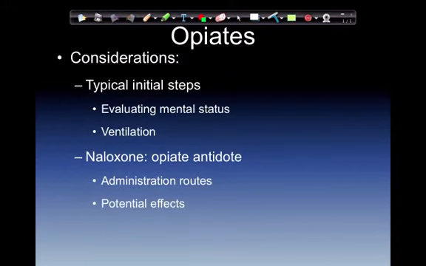Opiates, considered, and this would be opiate overdose. Typical initial steps: evaluating their mental status and providing ventilation. Narcan, or naloxone, is our opiate antidote. Administration routes for this, it can be administered in almost any form or fashion: IM, sub-Q, IV, sublingual injection, or intranasal.